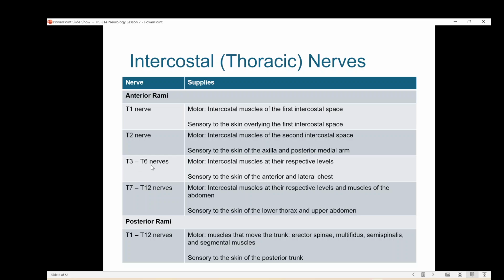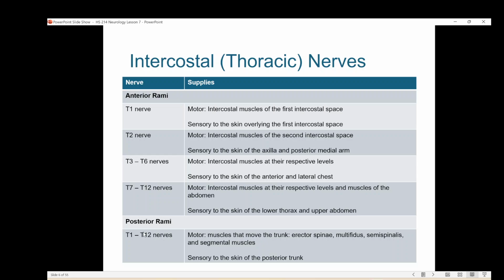T3 through T6. Right, the motor, the intercostal muscles at their respective levels, so that's nice and easy, and sensory to the skin of the anterior and lateral chest, again, at their respective levels. T7 to T12, the motor is going to be to the intercostal muscles as we would expect. However, they are also going to innervate the muscles of the abdomen. Sensory is going to be to the skin of the lower thorax as well as the upper abdomen. And so all of this was the anterior branches, the anterior rami.